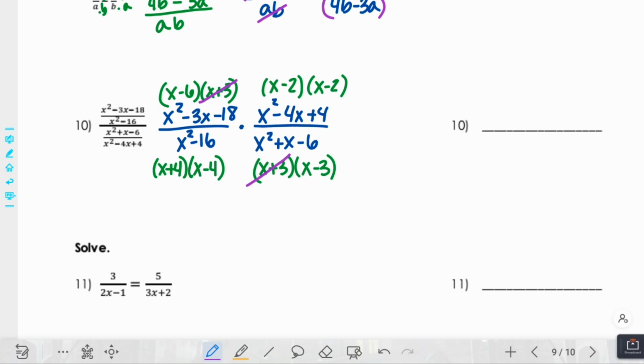So this is going to end up being x minus 6 times x minus 2 times x minus 2. Once again, you could write that as x minus 2 quantity squared all over x plus 4 times x minus 4 times x minus 3.